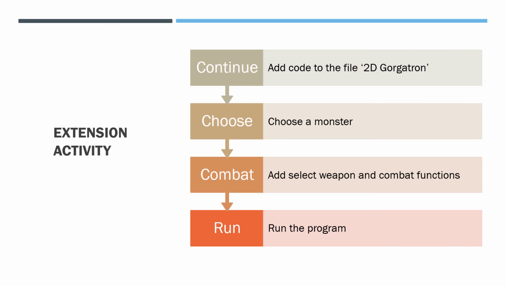Here's the second activity. It's an extension of the Gorgatron activity. Continue to develop the file 2D Gorgatron. Add code so that the user can choose a monster from the list of monsters, and then add the combat function so that the user can select a weapon and a type of combat and fight against their chosen monster, and then again run the program to make sure that it's working properly.